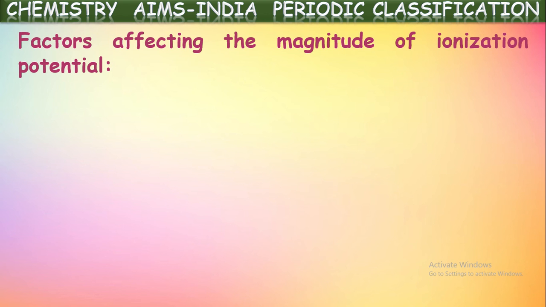Now let us see the factors affecting the magnitude of ionization energy. We said here that in a period from left to right, ionization energy is not following any regular trend.